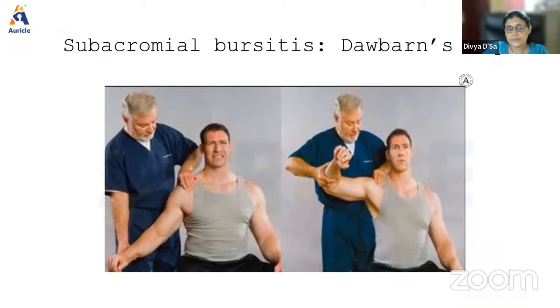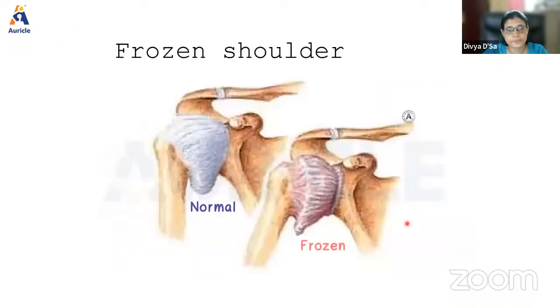So he is wincing with pain here, and here he has abducted it above. So there is no pain in that region. So this is known as the Dawbarn sign. Okay, Dawbarn sign.